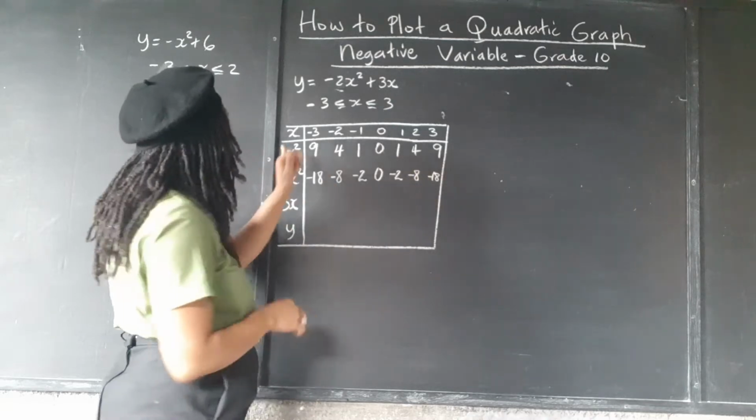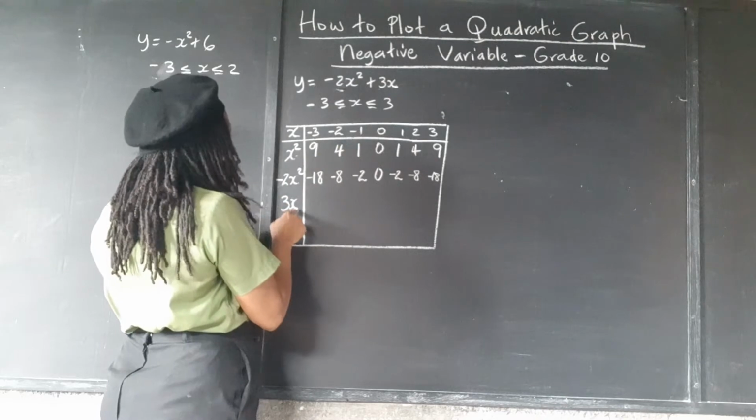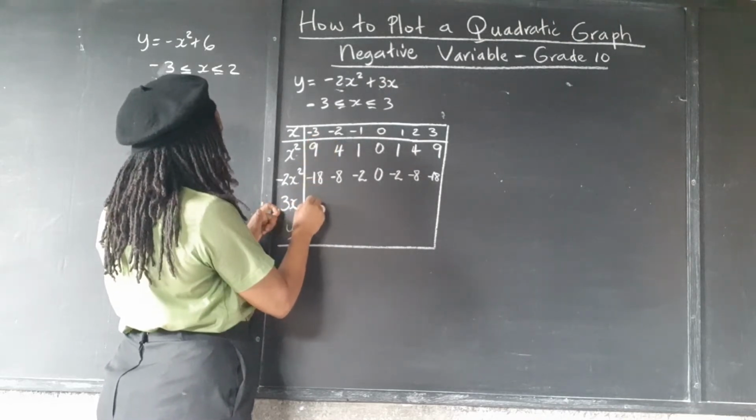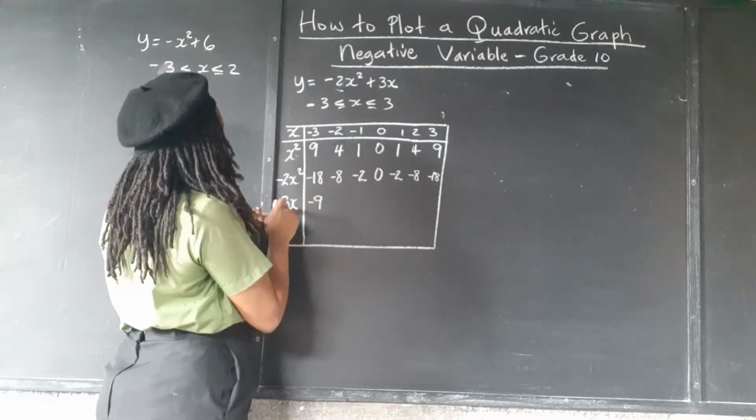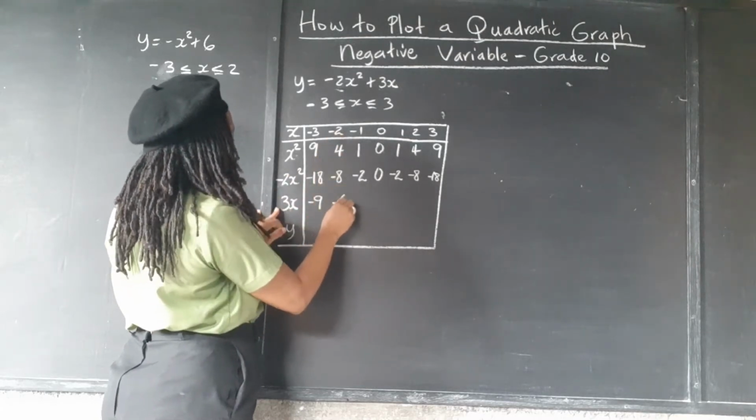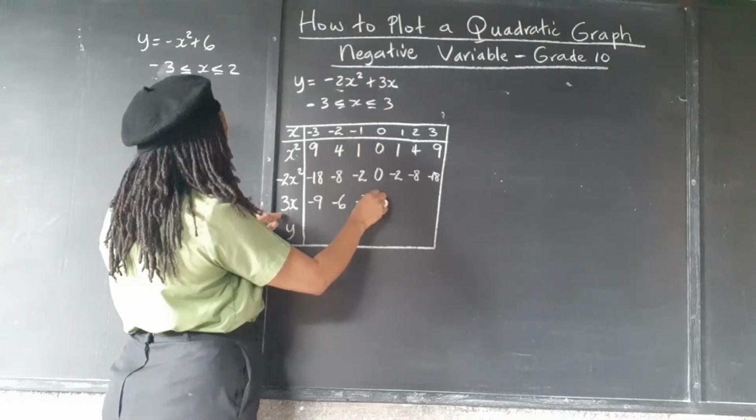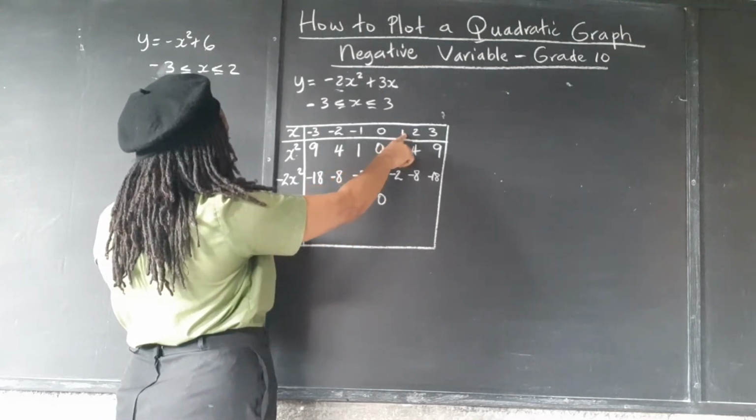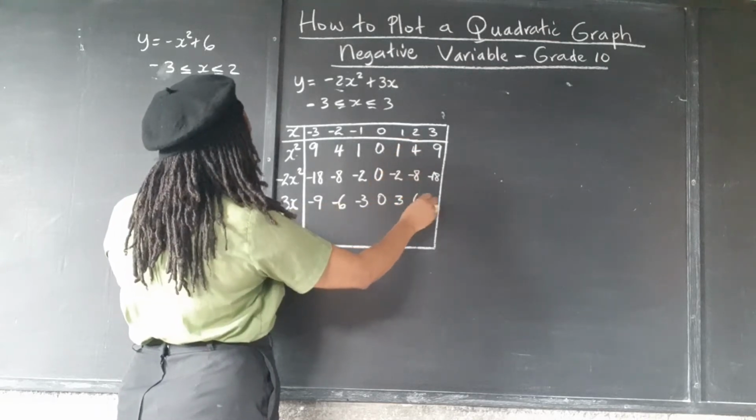And now we're going to go back to our x's. Multiply the x's by 3. So 3 times -3 is -9, sorry. 3 times -2 is -6. 3 times -1 is -3. 3 times 0 is 0. 3 times 1 is +3. 3 times 2 is 6, 3 times 3 is +9.